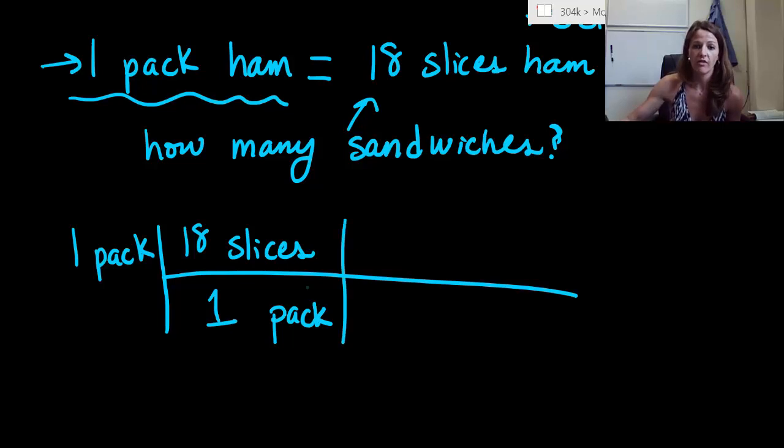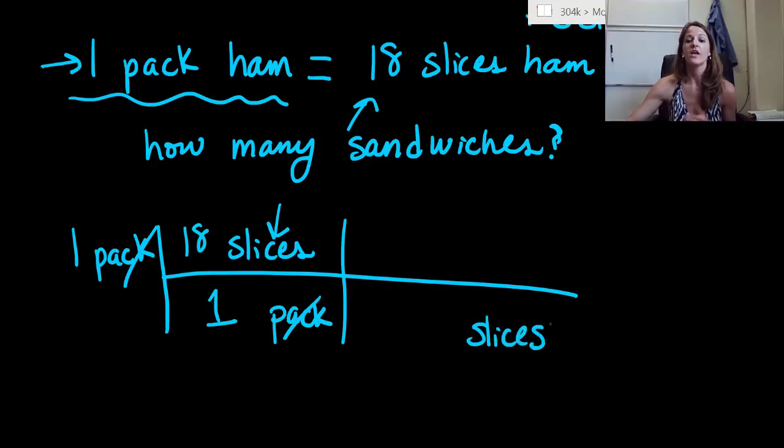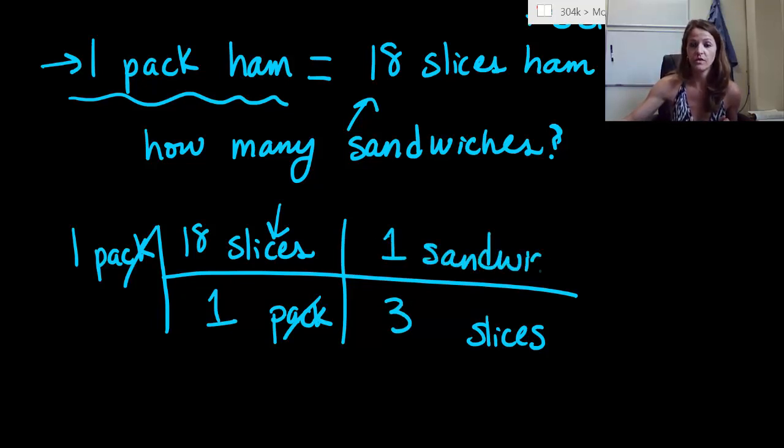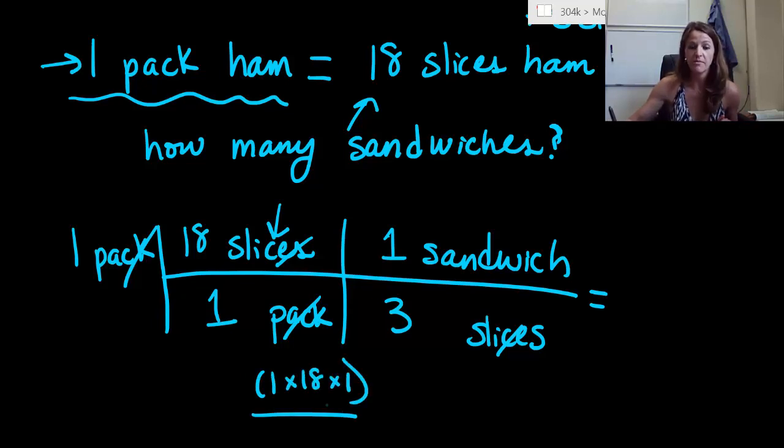Now, we have our packs cancel out. Slices is on the top here, so slices has to be on the bottom now in order to cancel that out. The only other piece of information we know is that for every 3 slices, we create 1 perfect sandwich. So, slices cancel out. We're left with sandwich. If we do this together, same math as before, so it's 1 times 18 times 1, divided by the bottom, which is your 1 times 3. And if we do that properly, 18 divided by 3 gives us 6 sandwiches.